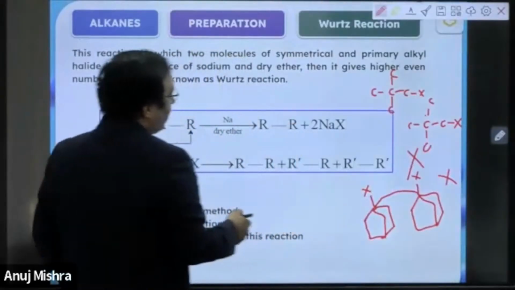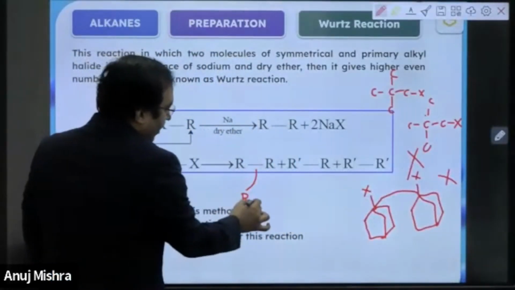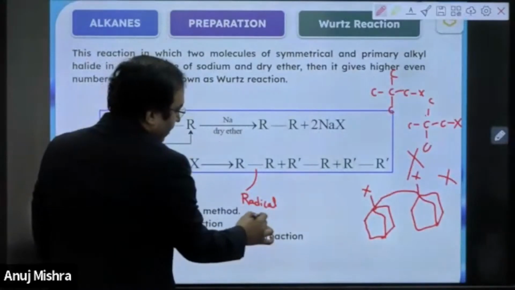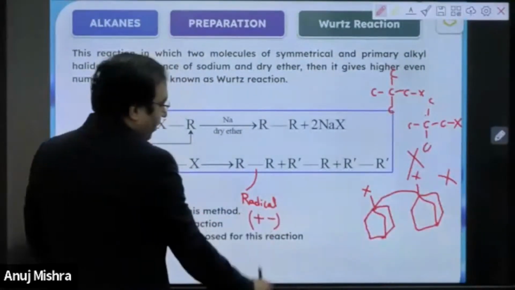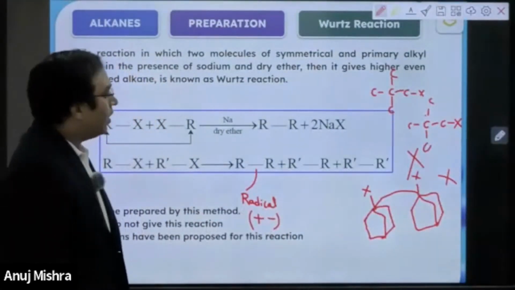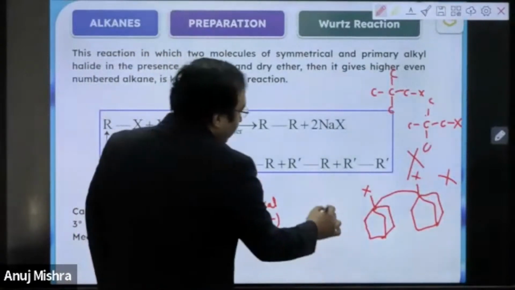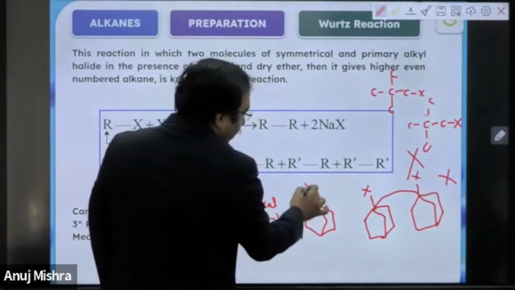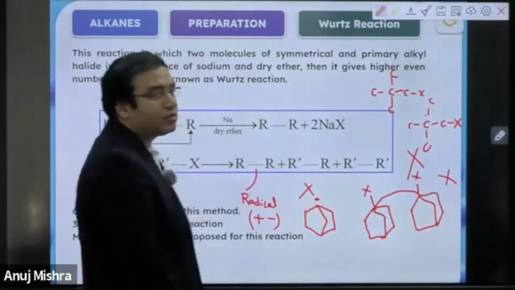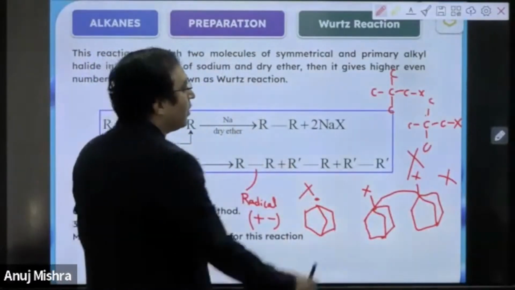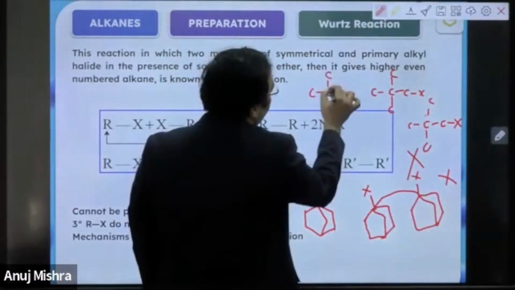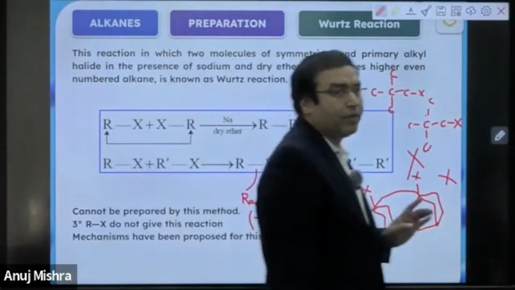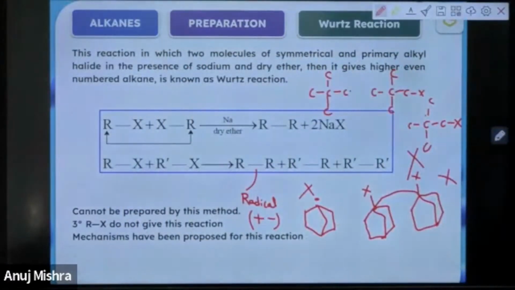So there are two mechanisms for Wurtz. One is called the radical mechanism or free radical mechanism. The other is called the charge mechanism. Plus and minus charges we are going to form; cation-anion mechanism we say. Be it any mechanism, this kind of radical is also not stable. This kind of carbocation is also not stable, right? Similarly, this kind of neopentyl radical is also not very stable. This kind of carbocation is also not stable because it has 0 alpha hydrogen.